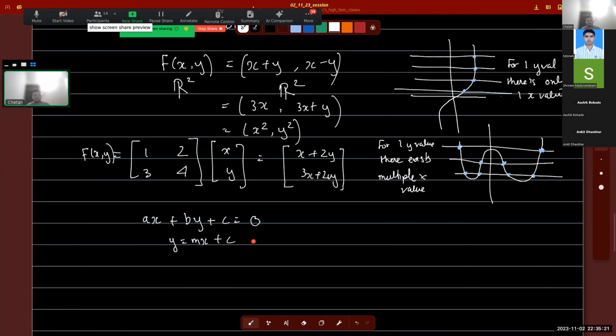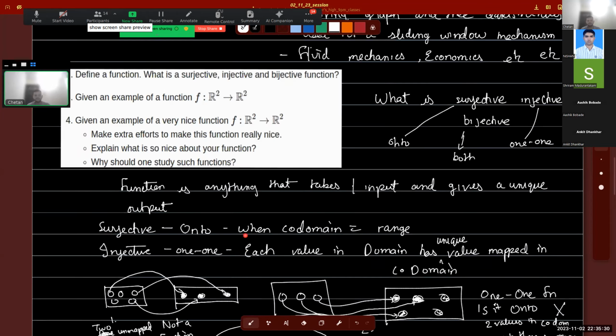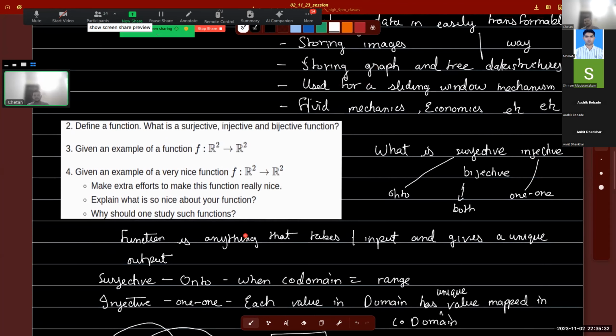Just if you look at this equation, can you pull up the question, Shriram? Perfect. So we discussed some examples of functions from R2 to R2, correct? Now, what would be a nice function from R2 to R2?